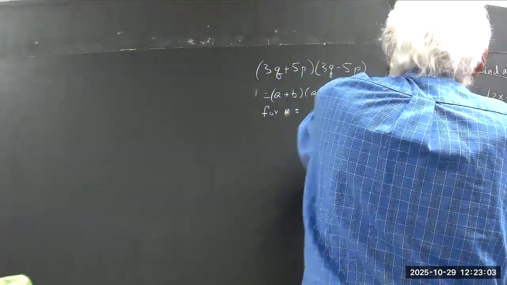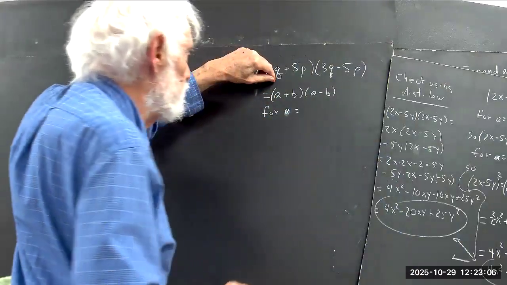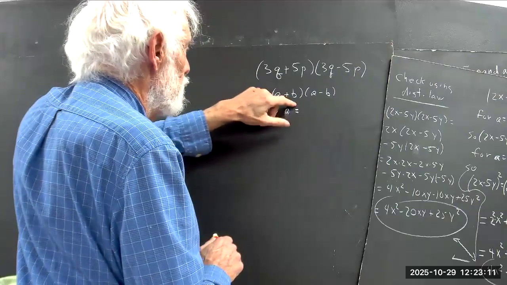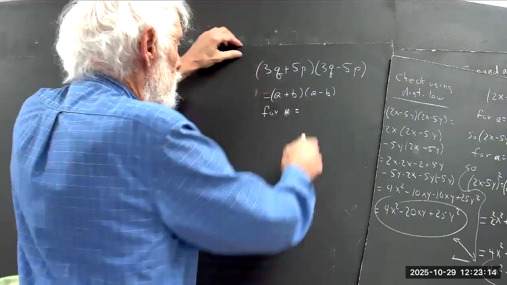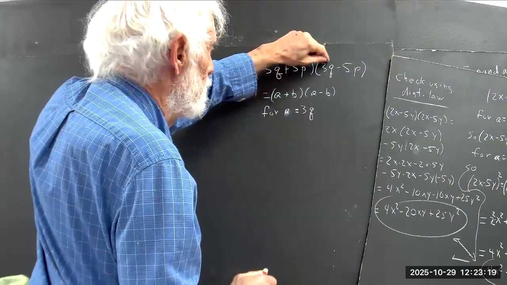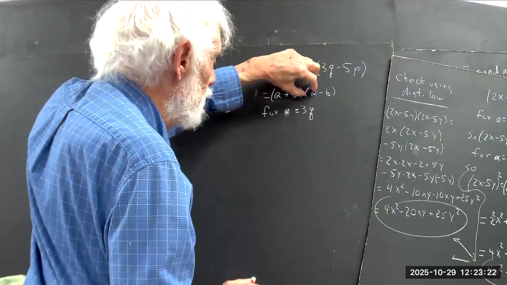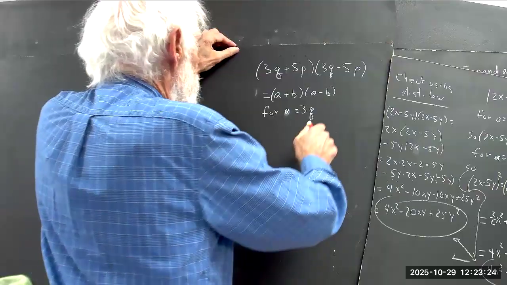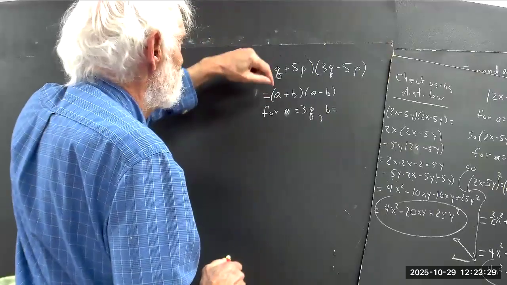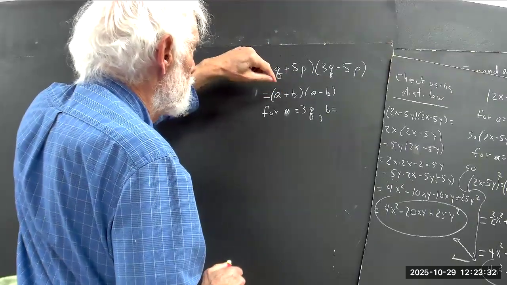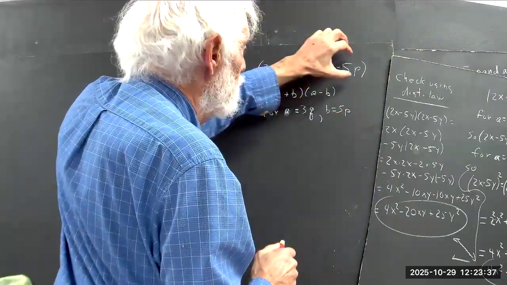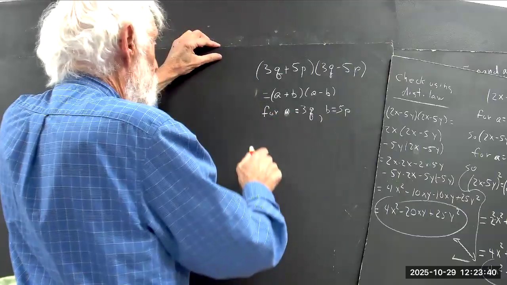Okay, well, so we write this as A plus B times A minus B for A equals what? Well, A plus B, there's a plus, 3Q. A has to be 3Q because the 3Q appears here and it appears here. So it matches up with this A and it matches up with this A. And then B equals what? Well, B is 5P. And minus B would be negative 5P, so it all checks out.